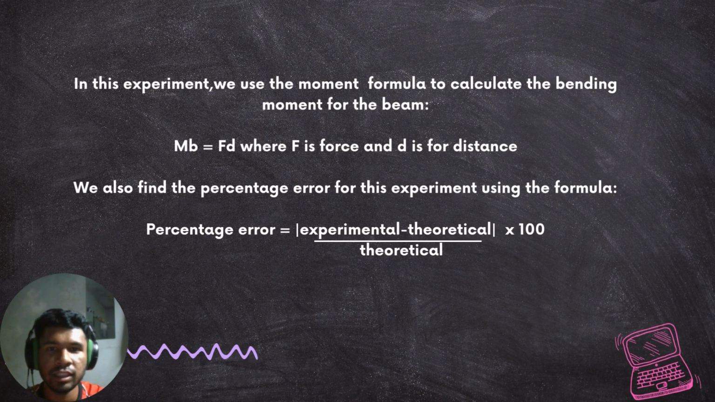In this experiment, we use the moment formula to calculate the bending moment for the beam. The formula is MB equals F times D, where F is force and D is the distance. We also find the percentage error for the experiment using the formula: percentage error equals modulus of experimental minus theoretical, divided by theoretical, multiplied by 100.